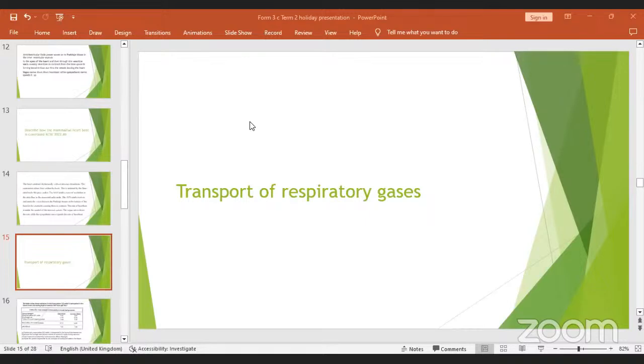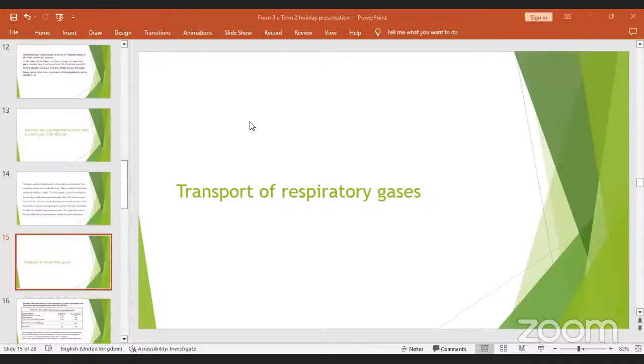Then I want us to look at how respiratory gases are transported. Now, there are two respiratory gases. One is oxygen, the other is carbon dioxide. Why are they called respiratory gases? Because one is involved in respiration, that's oxygen, and another one is a byproduct of respiration, that's carbon dioxide. Now, these gases are important. One is transported into the body for respiration, another one is transported out.